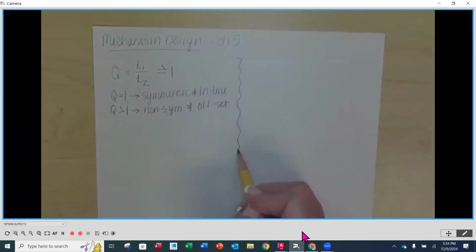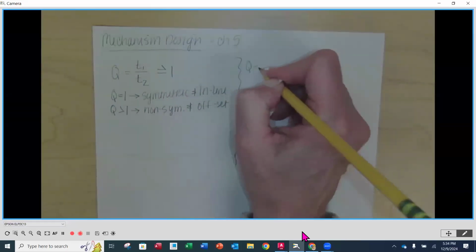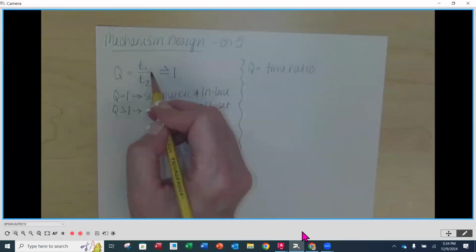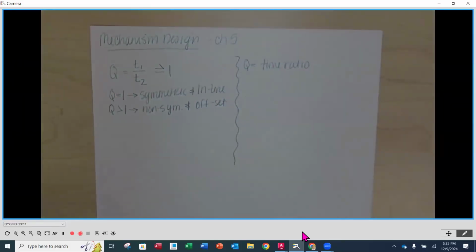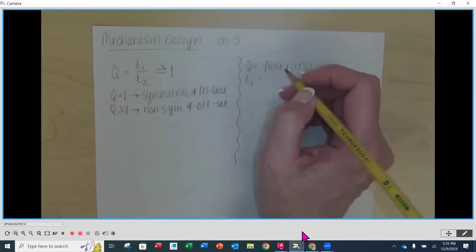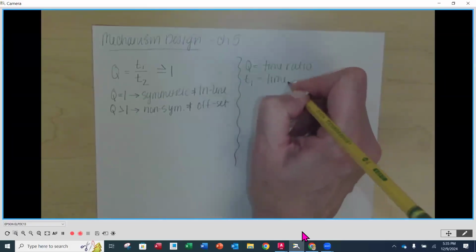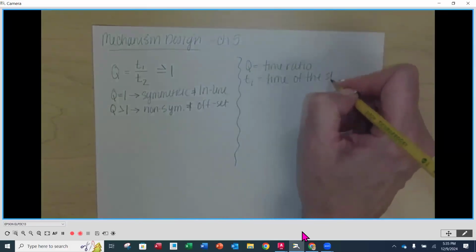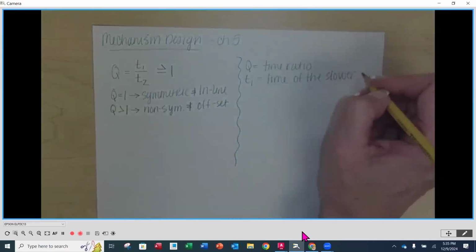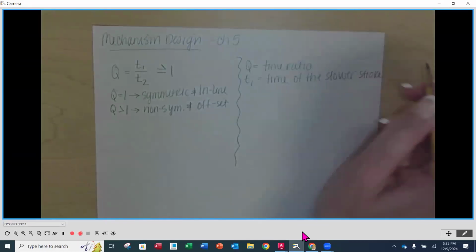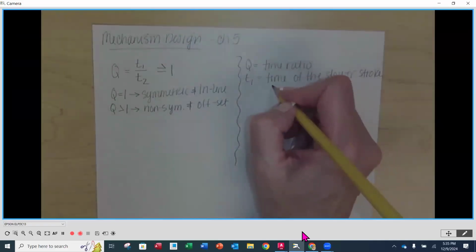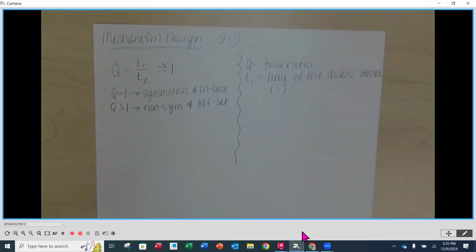So over on the right-hand side then, we're going to say Q is equal to, and it's called the time ratio. There are no units because we would have, like, for instance, seconds over seconds. They would cancel out. It's just a ratio. It's just going to be a number. T1 is going to be the time in seconds of the slower stroke. Okay. So it's going to be how much time it takes out, like on that work part of the cycle. And that's going to be in units of seconds.